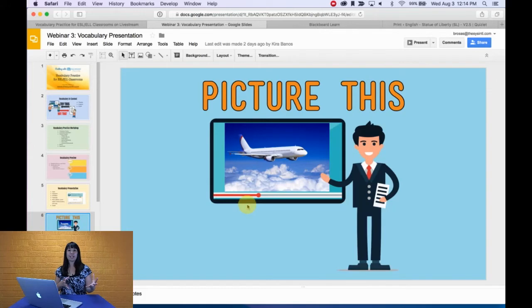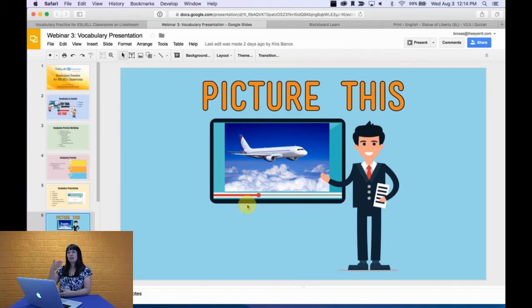They have their word list, and then they choose words. For example, if the word's airplane, they can find images of an airplane online and then put it on their slide deck. They're not going to put the word. They'll put the word on the next slide or just tell the class the word.